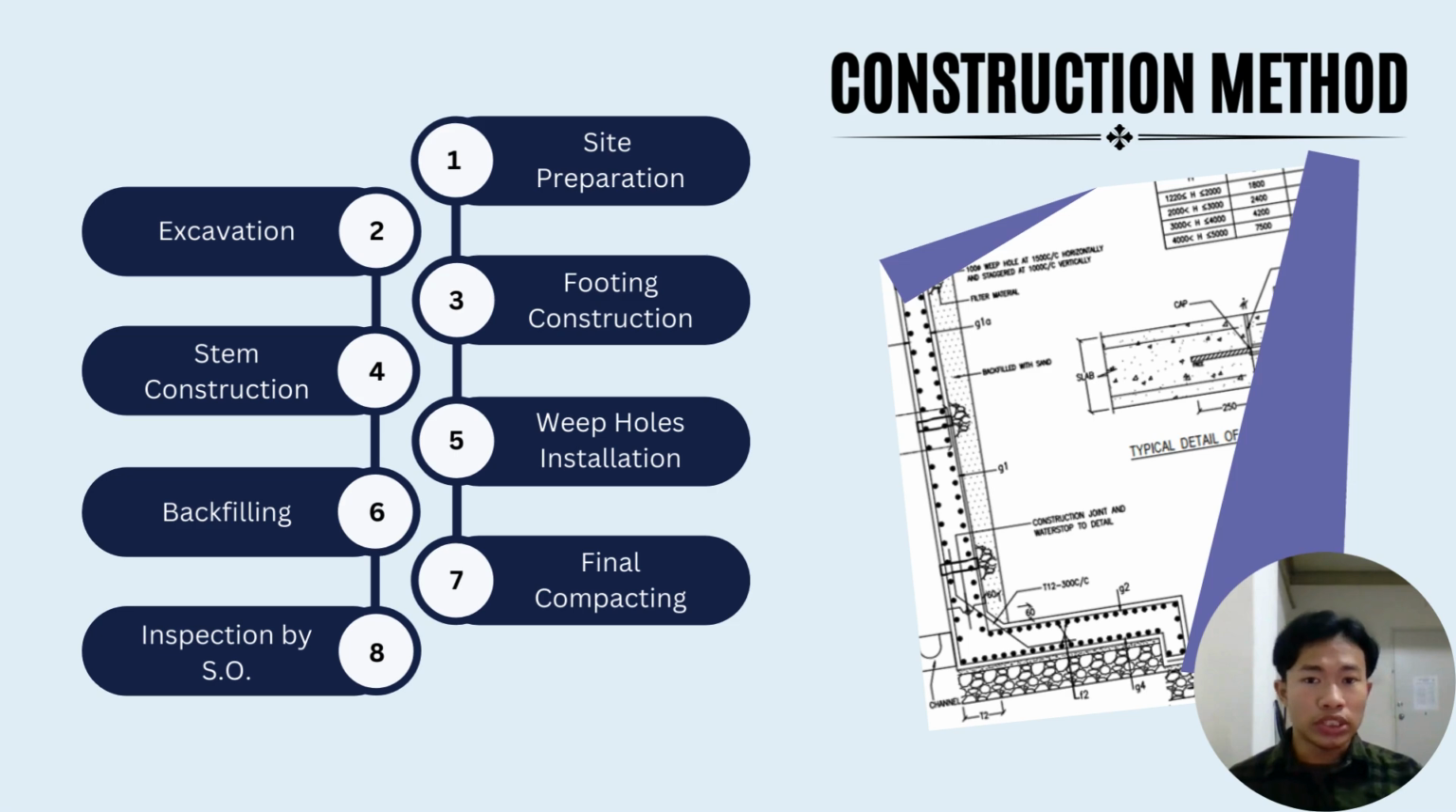Weep holes were installed to ensure proper drainage, preventing sliding or overturn failure. Backfilling involved compacting the soil behind the wall. Final compacting ensured the backfilled soil was well compacted to support the wall. And lastly, the inspection ensured the wall met all design specifications and safety standards.